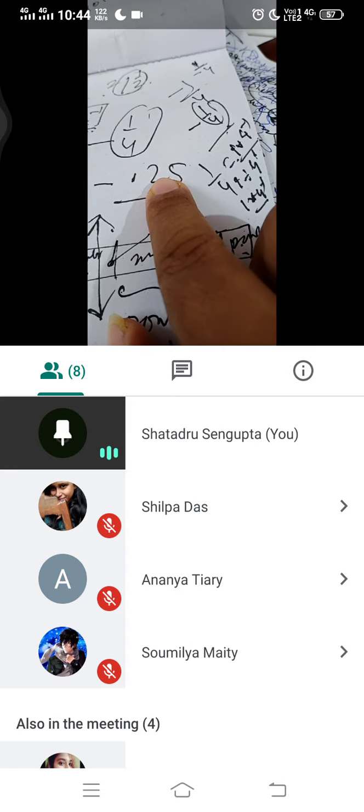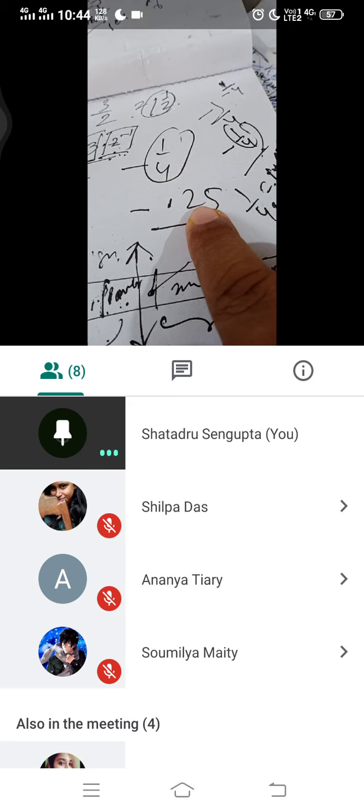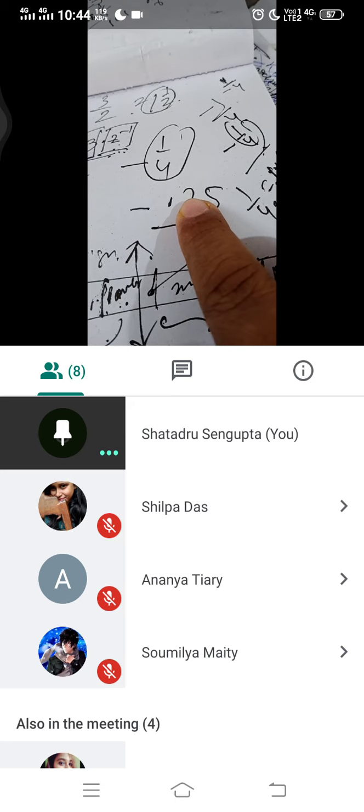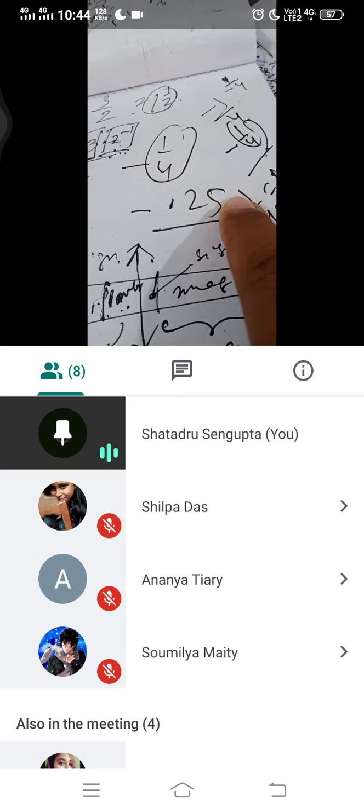Now, this would be say for example 2.5 multiplied by 10 to the power of minus 1.